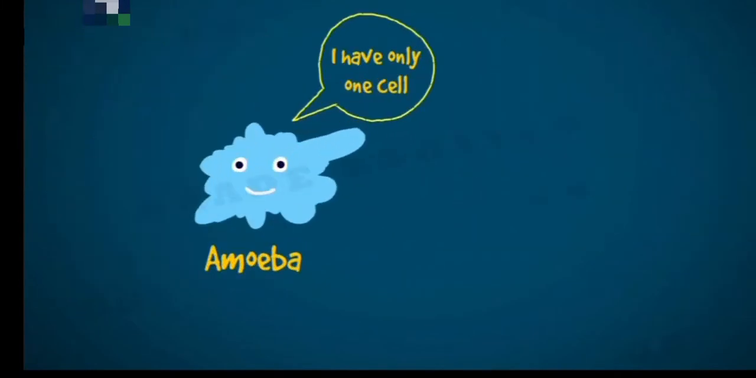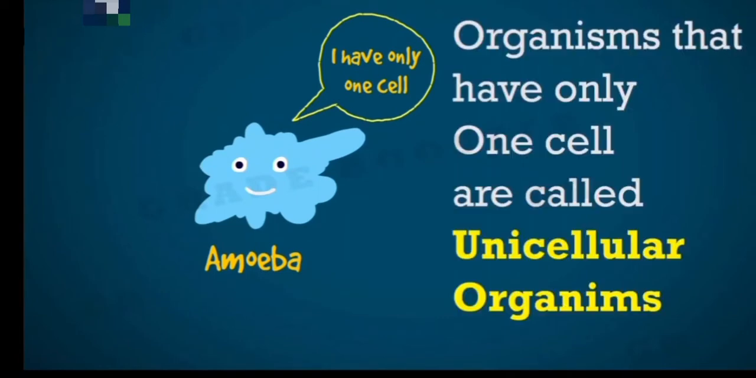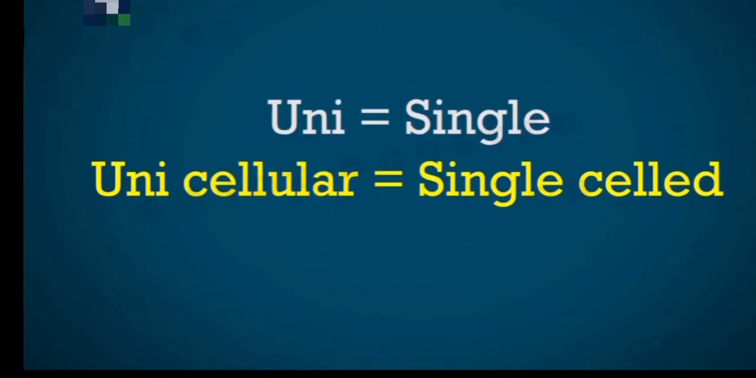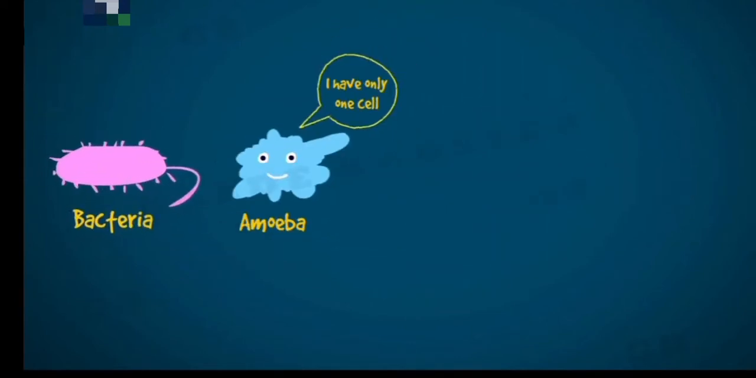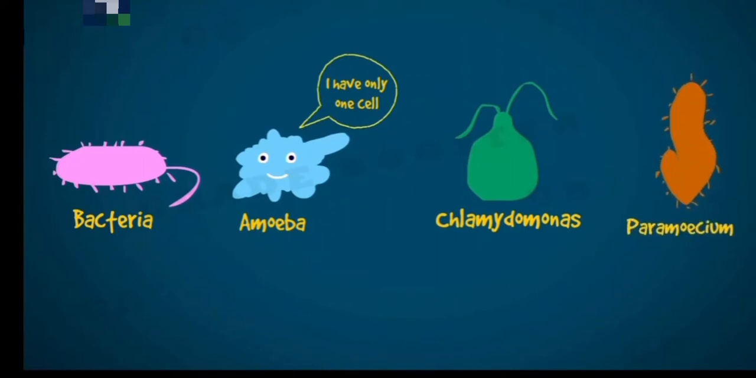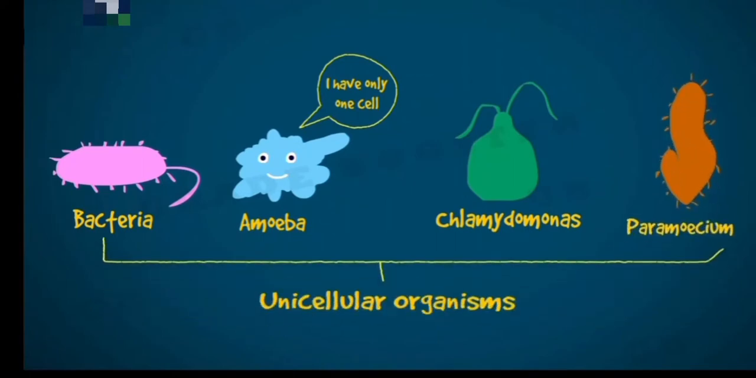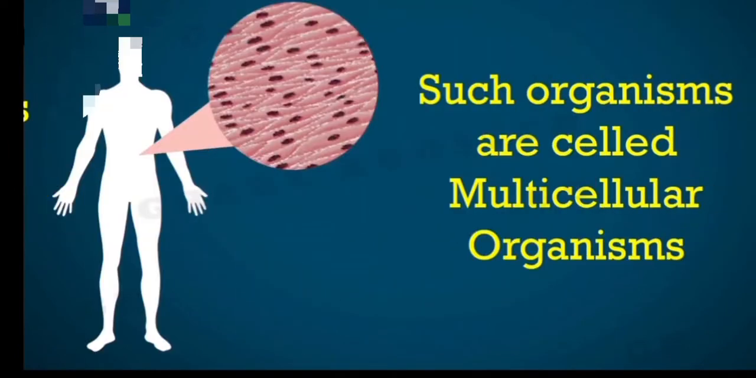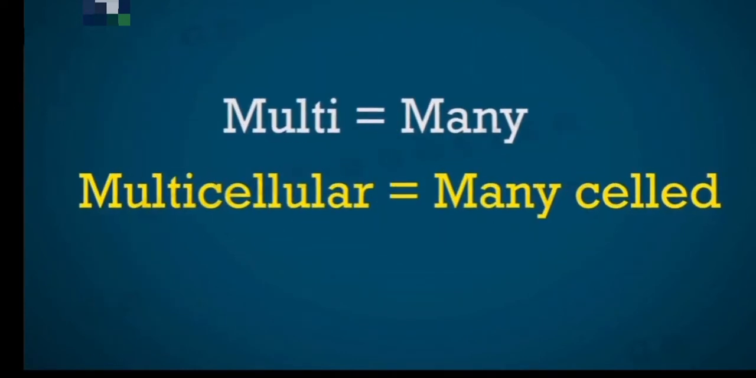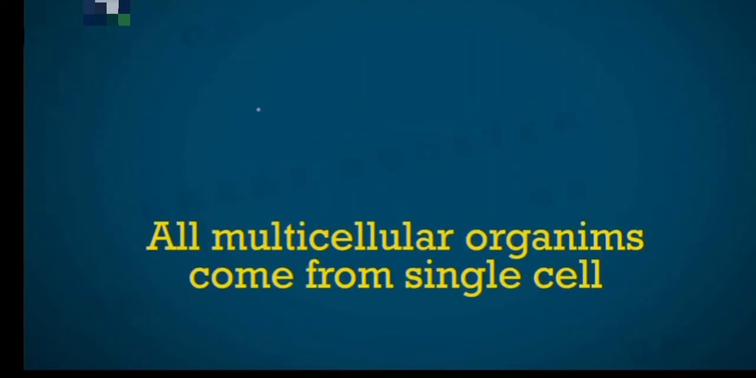Certain organisms are made up of only one cell. Such organisms are called unicellular organisms. Uni means single. Examples of unicellular organisms are amoeba, chlamydomonas, paramecium, bacteria, etc. Some organisms are made up of many cells. Such organisms are called multicellular organisms. All multicellular organisms are developed from a single cell.